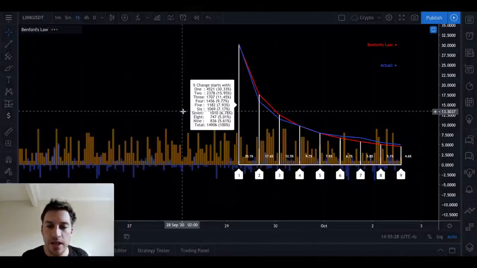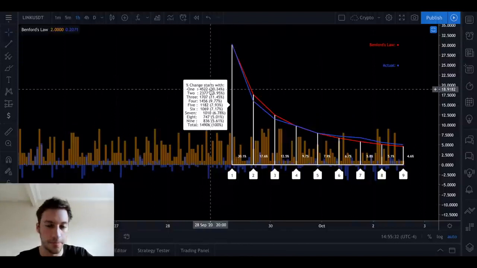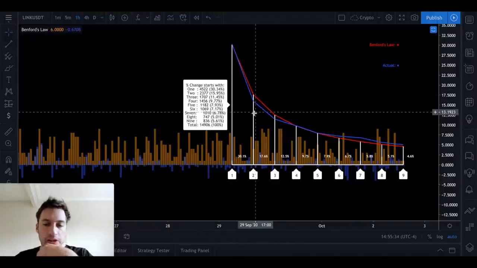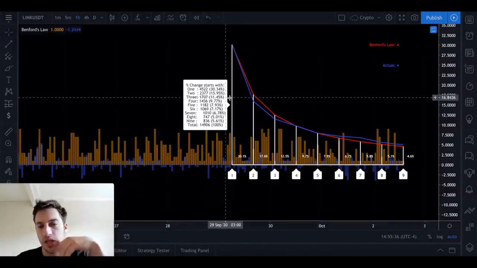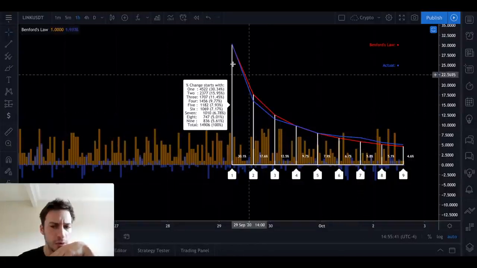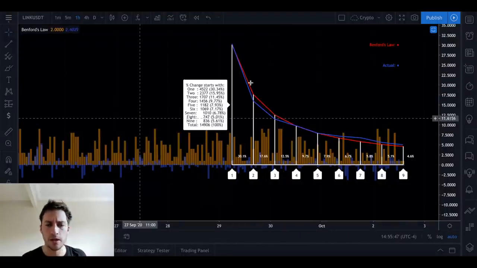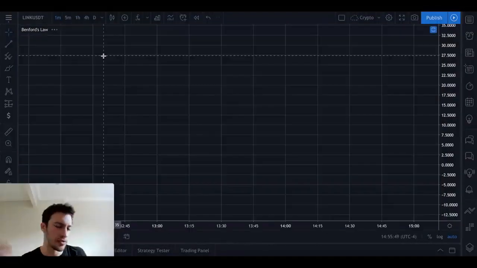So we can see, does this follow Benford's law? Yeah, this does follow Benford's law pretty accurately. The only massive deviations I see is that the leading digit isn't 2 or 3 as much. And we also have something weird here. This doesn't indicate extreme manipulation, but there is something a little bit weird going on with Link. Yeah, let's go to the 1 minute just for kicks and giggles.